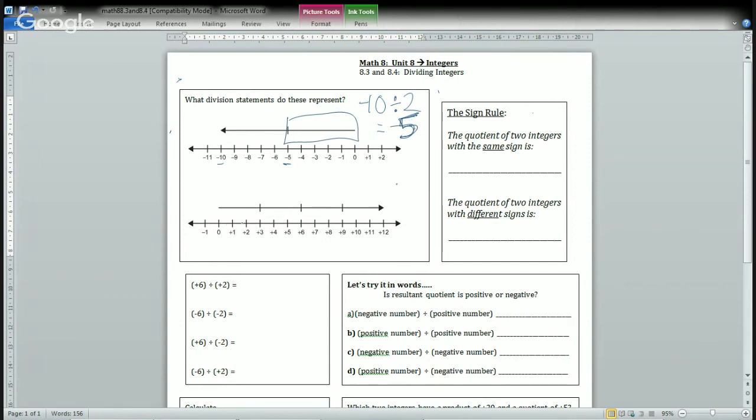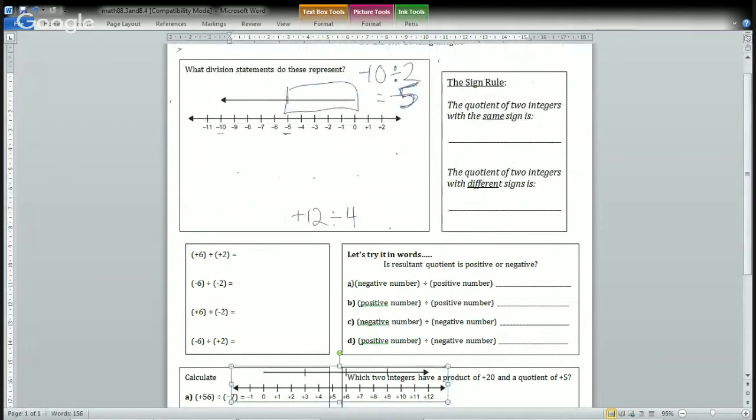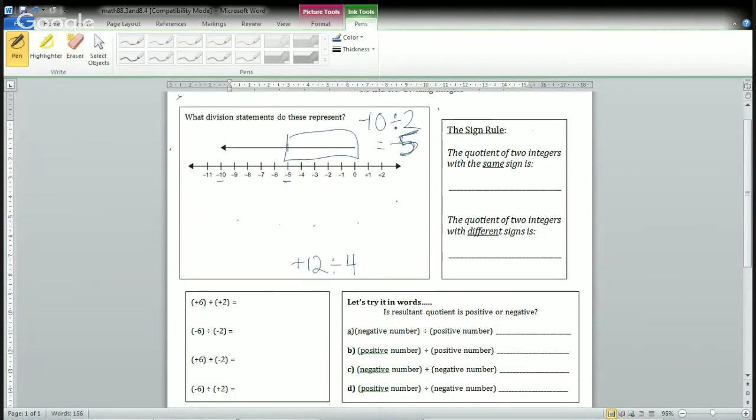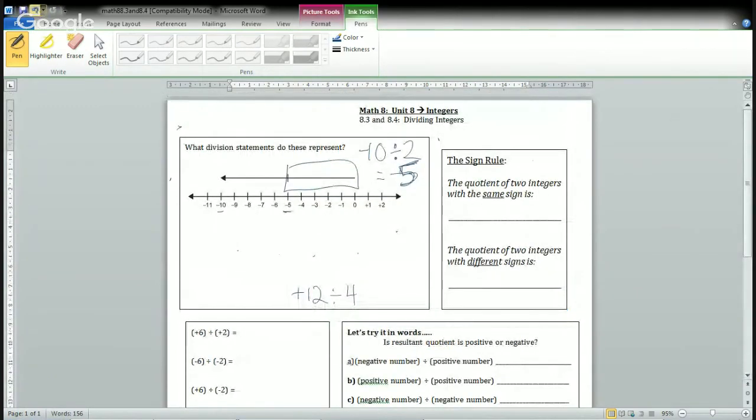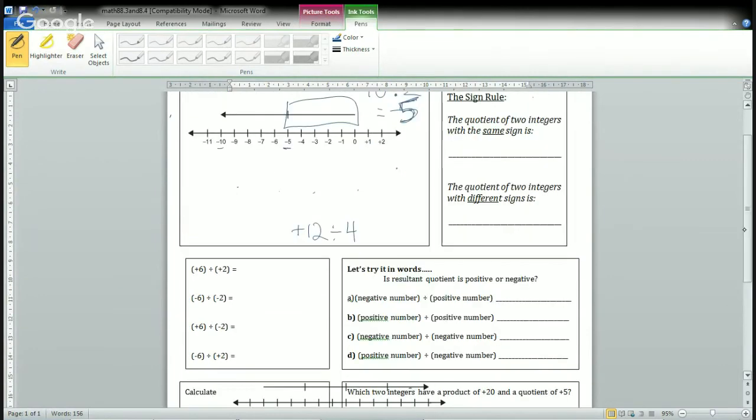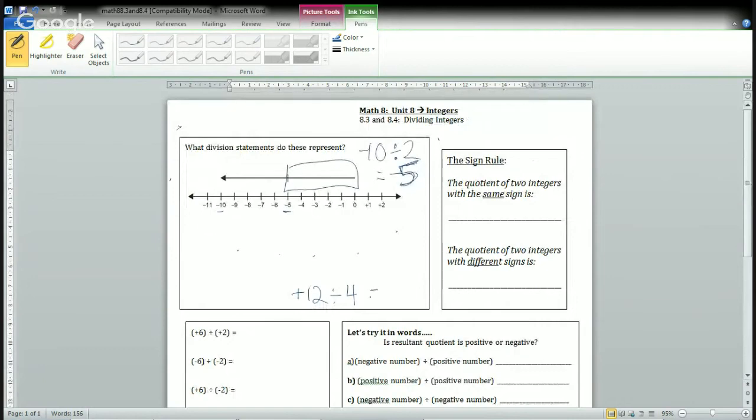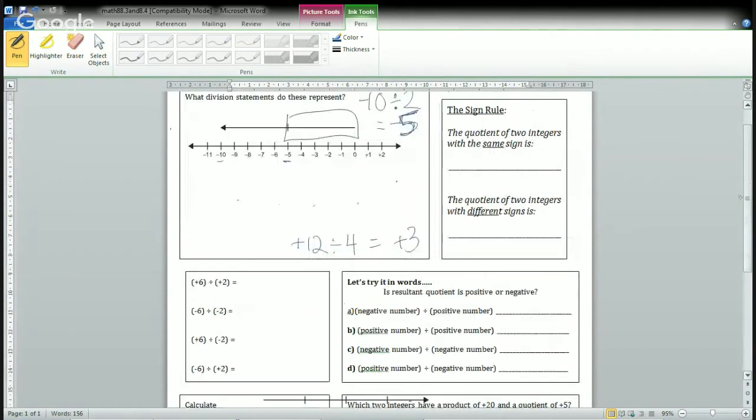Let's try this one. So that big long arrow is +12. I've divided it into 1, 2, 3, 4. Right, 4 pieces. +12 divided by +4. Sorry about that, the number line moved on me, but you get the idea. It is positive. So each piece of that little number line, that's now down on the bottom of the page, is +3.